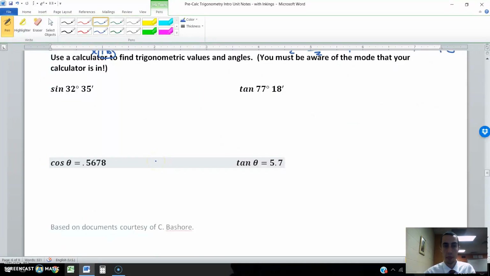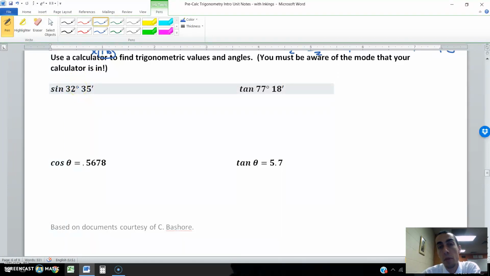Scrolling down a bit. We're asked to use a calculator to find the trigonometric values and angles depending on the circumstance. You must be aware of the mode that your calculator is in. So for this problem here, I see that I'm being asked the sine of an angle in degree measurement. So go to mode on your calculator and then make sure that you are in degrees mode rather than radians mode.